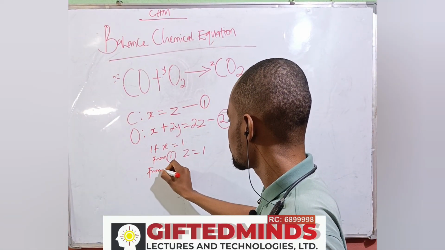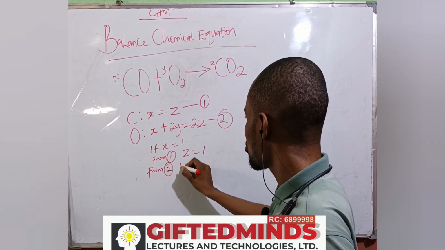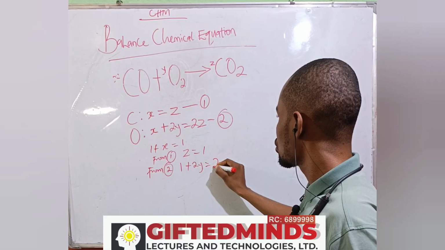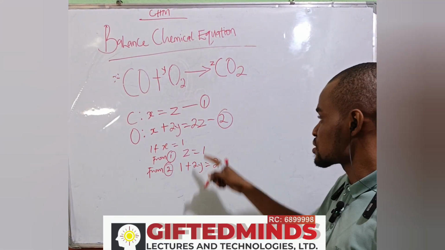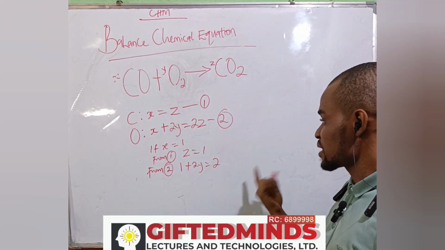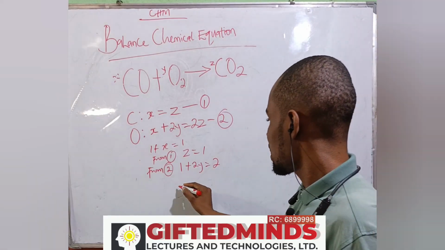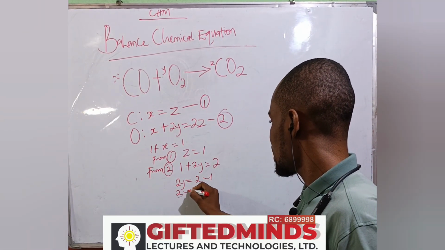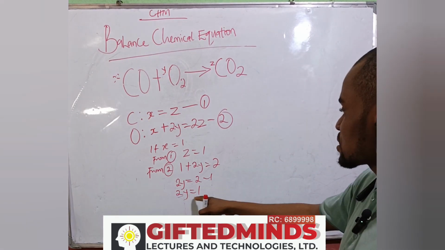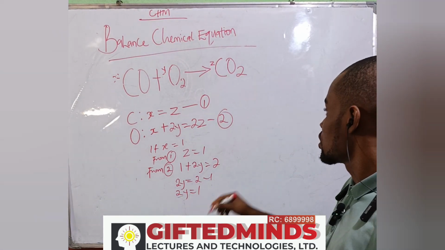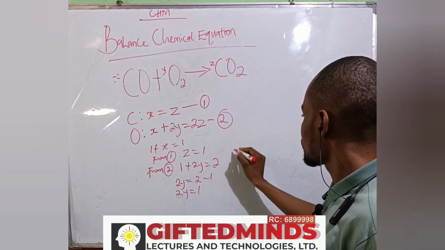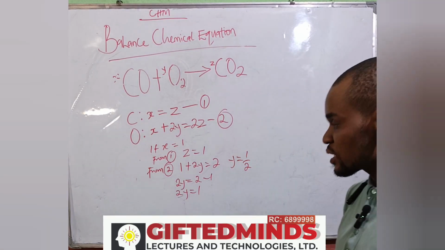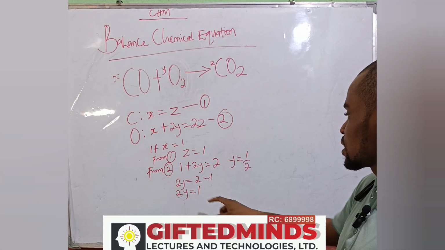From equation 2, X is 1, plus 2Y equals 2 times 1, that is Z, because Z is 1. So 2 times 1 is 2. So what I will do here, I will get 2Y is equal to 2 minus 1. 2Y is equal to 1. The next thing is to divide both sides by 2. If that is the case, I will get Y is equal to 1 over 2. Now I know what X is, what Z is, what Y is.